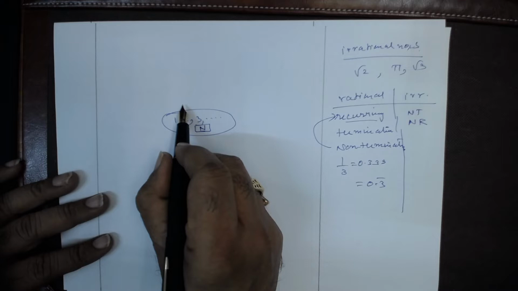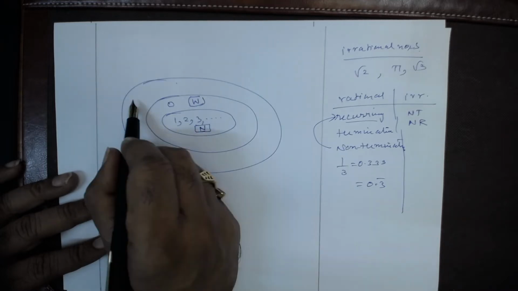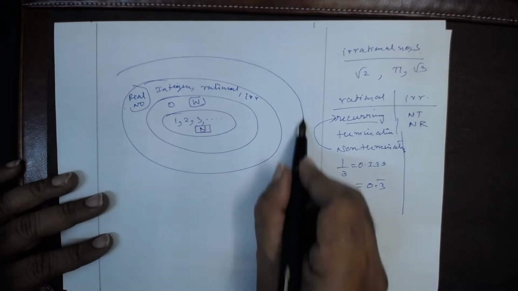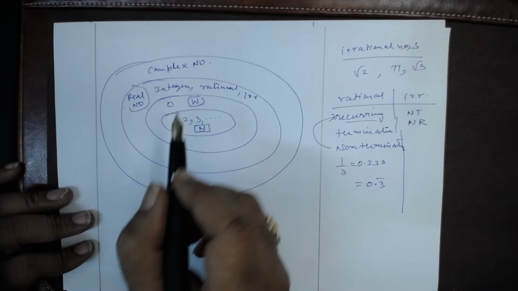So that is represented by W. And then, including integers, rational, even irrational numbers. Okay, and above that you have the complex numbers, which represent any number by the complex number pattern.